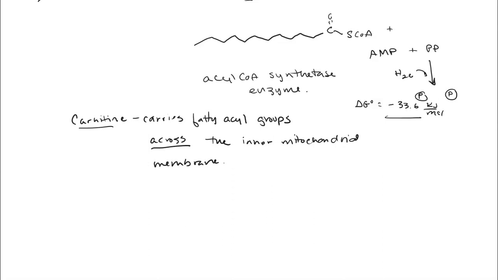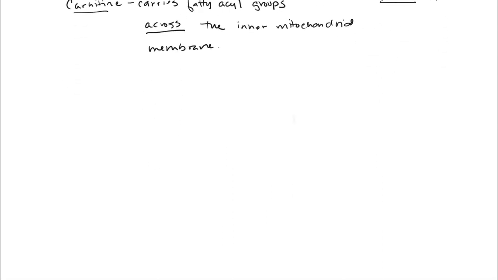So what does this look like? Let's take a look at it. Let's make a little bit of space. So firstly, we have to draw our outer mitochondrial membrane. And we'll put our carnitine acyltransferase 1 here.